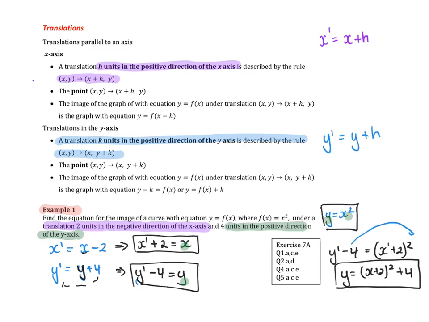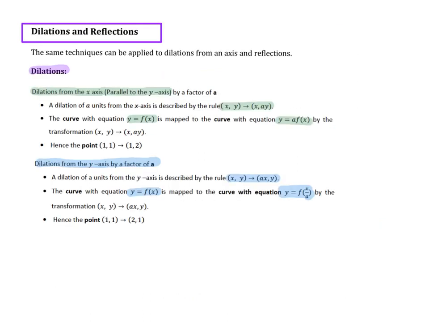Okay? All right, now we're going to look at dilations and reflections, and once again we're going to think about how it affects the point. If you have a dilation from the x-axis, you actually can see it's the y value. If they said a factor of a, say that was 3, then this would become 3y. So it's actually the y value that would get affected.